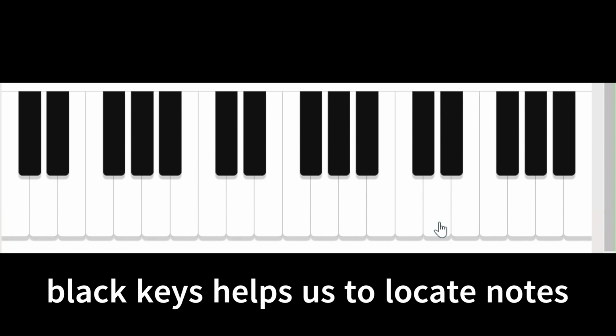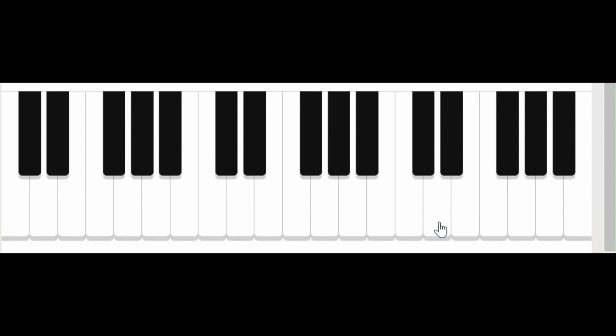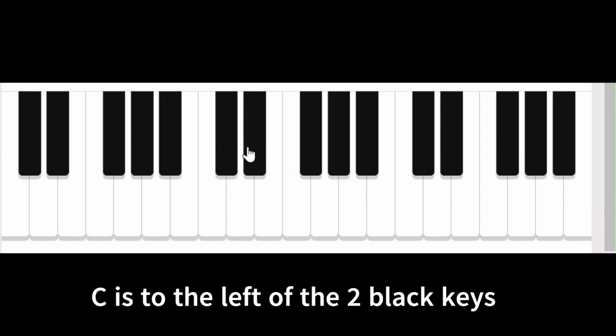So the first pitch that I'm going to show you how to find is a C. C is a white key and it's located to the left of a group of two black keys. So if I look for a group of two black keys, C will be this white key that's on the left of two black keys. If I want something higher, you go to the right. So the piano notes get higher from left to right.